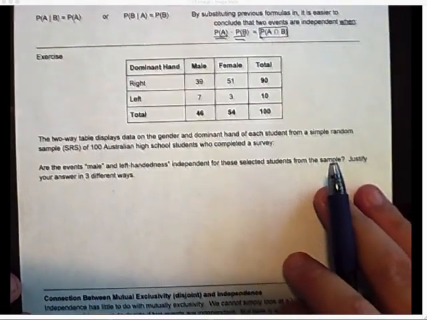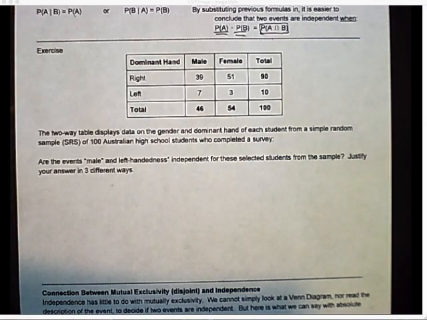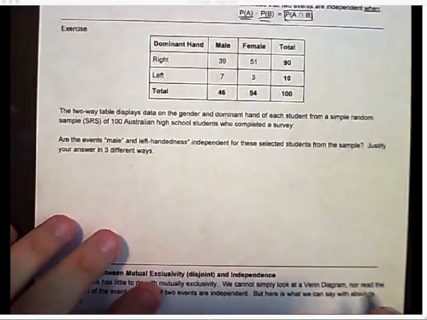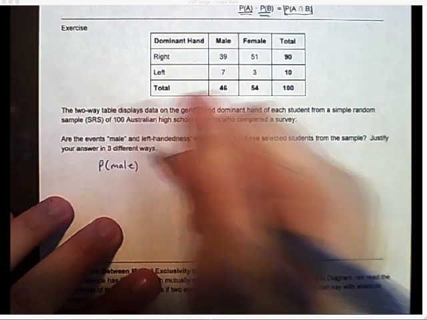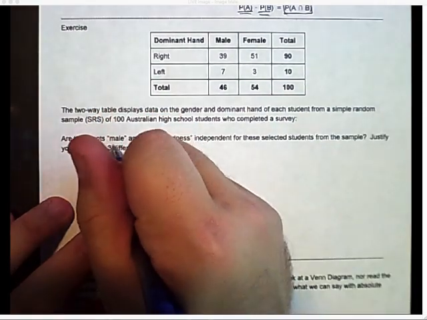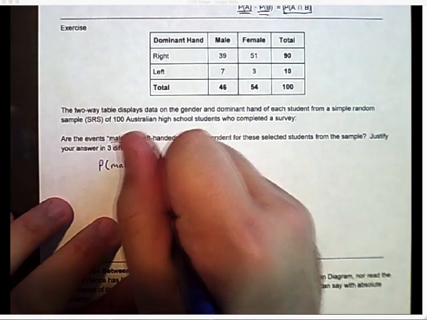So, it says here that the two-way table displays data on the gender and dominant hand of each student from a simple random sample of 100 Australian high school students who completed a survey. Are the events male and left-handedness independent for these selected students from the sample? Justify your answer in 3 different ways. So to figure this out, we need to use numbers. So they're asking me about the events male and left-handedness.